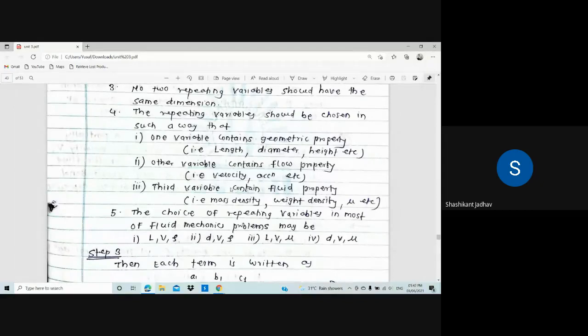One variable contains geometric property. And what are the geometric properties? That is length, diameter, height, etc. Okay. Then second, other variable contains flow property.